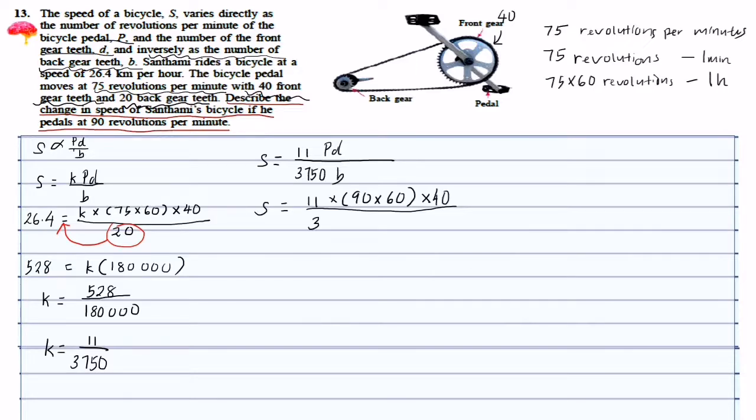So 3,750 times back gear teeth is 20, right? So fill in here. And you will obtain speed equals 31.68 km per hour.